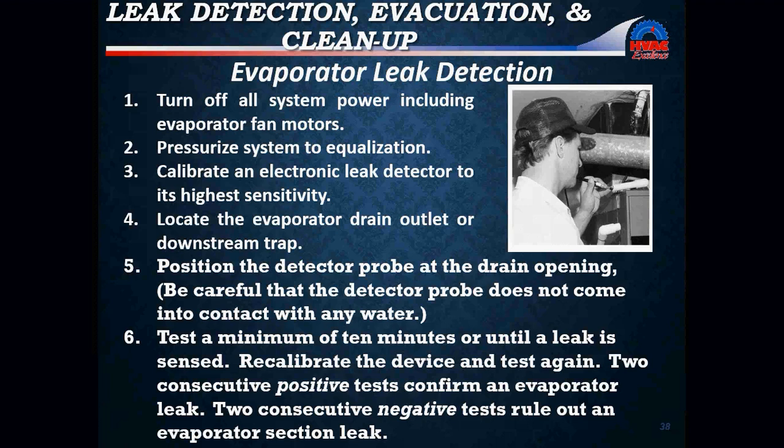When we're doing an evaporator leak detection, the first thing that we got to do is shut the system down. Turn off all system power, including the evaporator fan motor. Wait for the system to equalize. Wait for the pressures inside the system to equalize. Now, use your soap bubbles. Use an electronic leak detector. And if you are using an electronic leak detector, put it on its highest sensitivity.